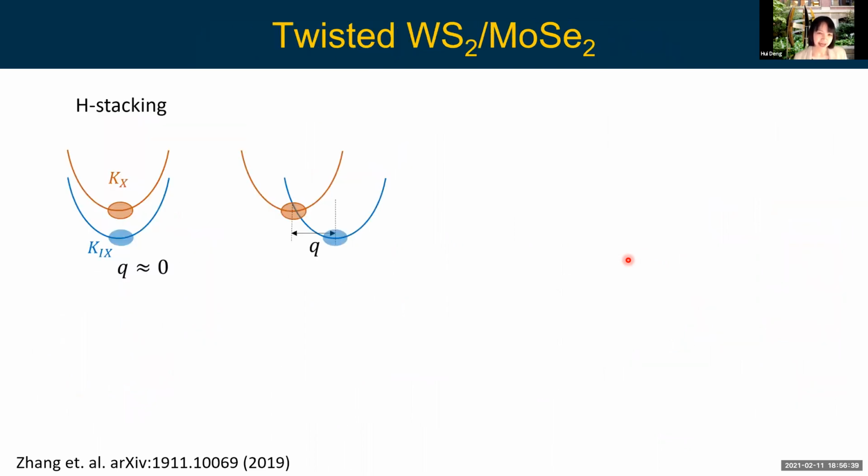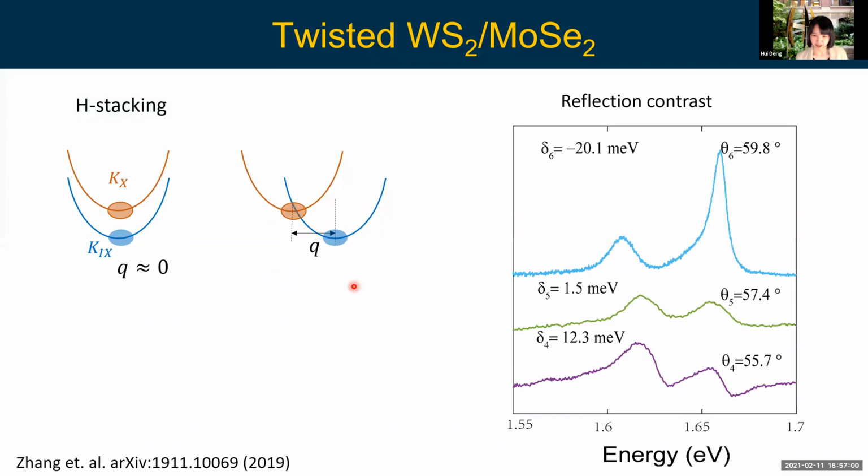Now, if we twist these two layers relative to each other, changing their crystal orientation, then the band bottoms of the two layers will become displaced. So once you have this, the momentum conservation will forbid hybridization between these two states. But interestingly, we could still see those split peaks. So it turns out what is forming in the system is called a Moire lattice.